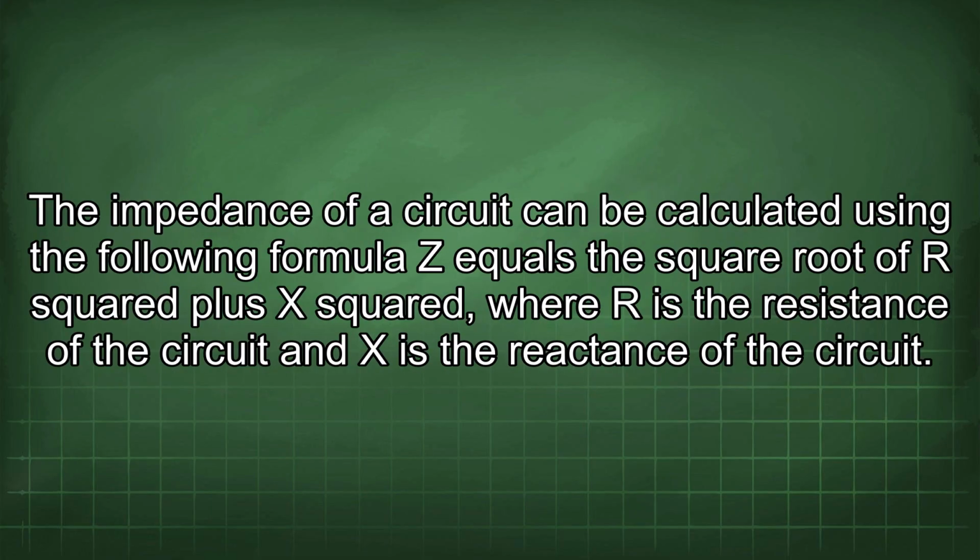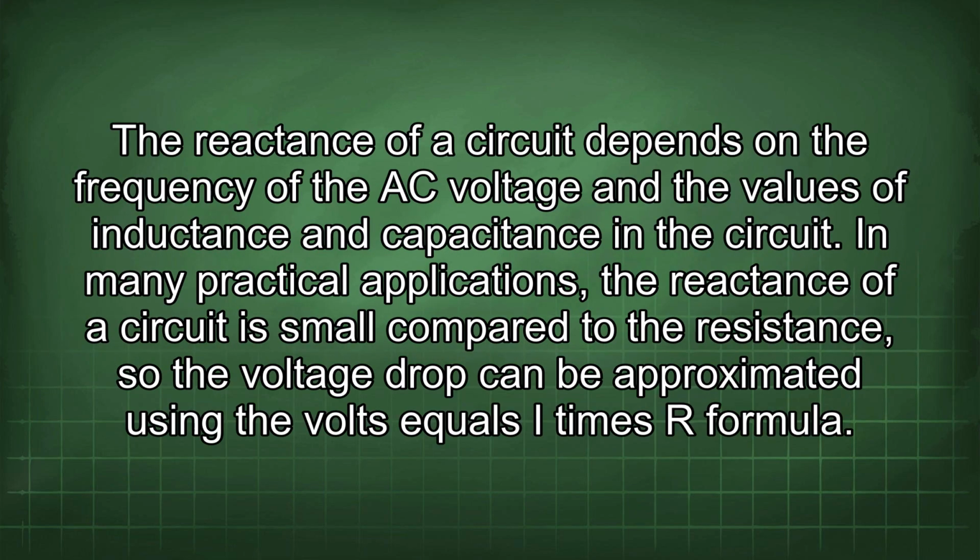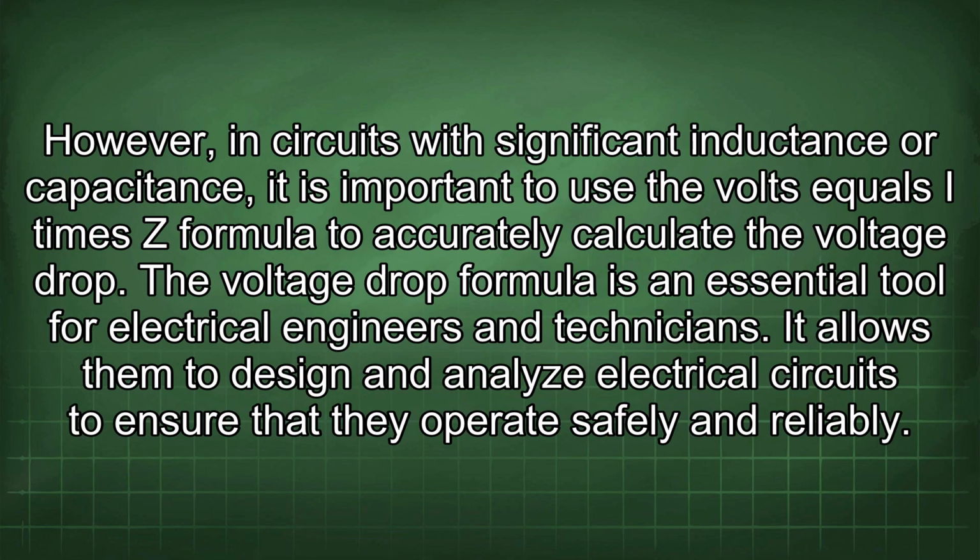The impedance of a circuit can be calculated using the following formula: Z equals the square root of R squared plus X squared, where R is the resistance of the circuit and X is the reactance of the circuit. The reactance of a circuit depends on the frequency of the AC voltage and the values of inductance and capacitance in the circuit. In many practical applications, the reactance of a circuit is small compared to the resistance, so the voltage drop can be approximated using the volts equals I times R formula. However, in circuits with significant inductance or capacitance, it is important to use the volts equals I times Z formula to accurately calculate the voltage drop.